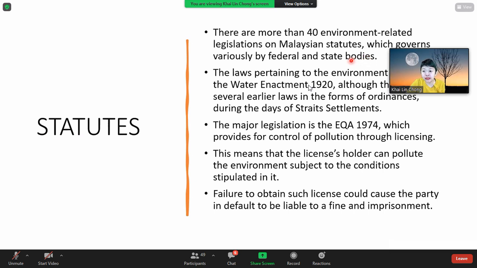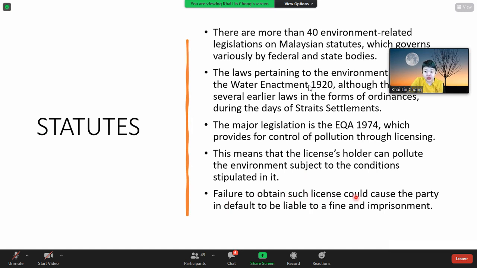Okay. The laws pertaining to the environment began the water enactment in 1920. So, undang-undang yang paling awal yang berkaitan dengan alam sekitar dimulakan dari undang-undang air, water enactment in 1920. Although there are several earlier laws in the form of ordinance during the days of the straight settlements. Okay, the major legislations is the EQA 1974, which provide for control of the pollutions through licenses. And this means the license holder can pollute the environment subject to the conditions stipulated in it.